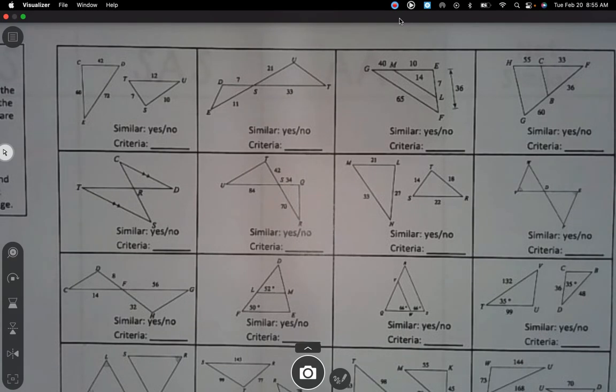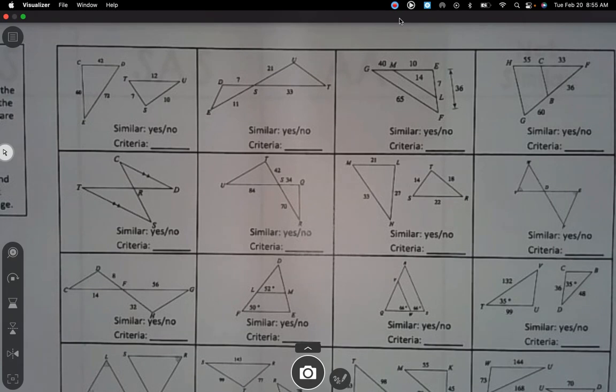If they're not similar, what do you circle? No. If this one was similar, I don't know if it is, you would say yes, and that one would probably be side, angle, side. Or they may be similar by angle, angle. Do I see an angle, angle? Do y'all understand that? That's what criteria means. Like, I'm not saying that it's yes, but you would do yes, side, side, side. Or circle no if it's no.